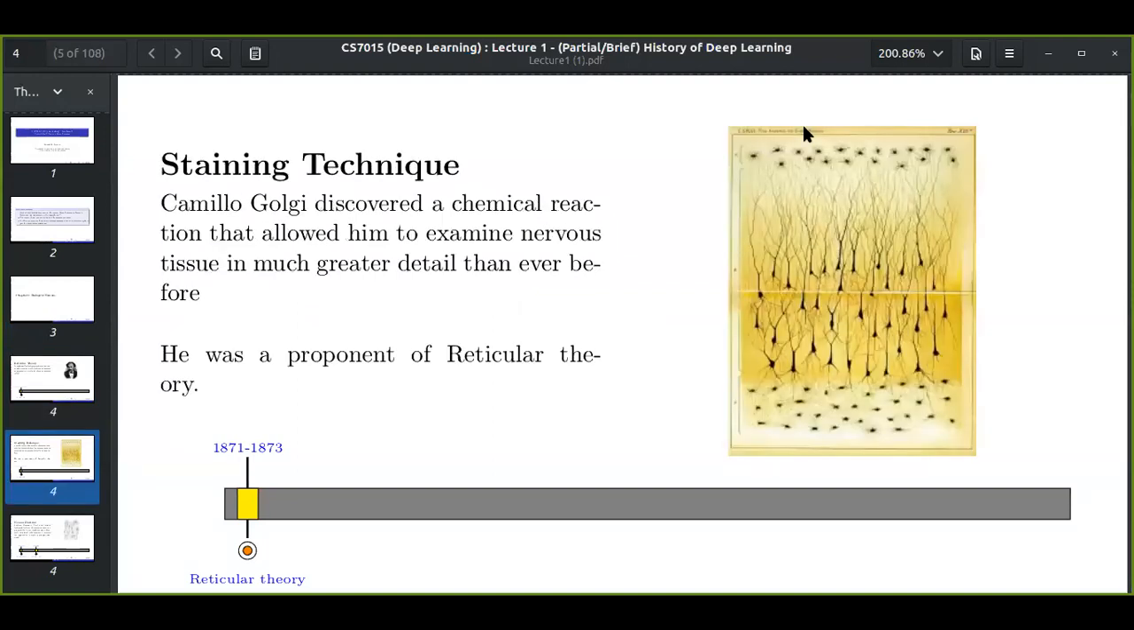Then came the staining technique given by Camillo Golgi. He discovered a chemical reaction that allowed him to examine nervous tissues in much greater detail. He was also a supporter of the reticular theory. He also said that our nervous system is composed of a single cell rather than many discrete cells.